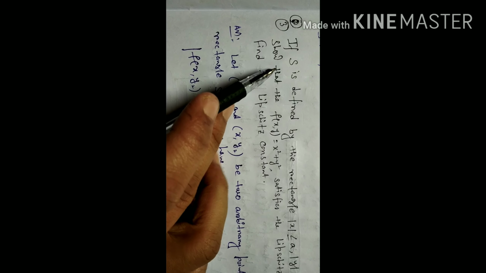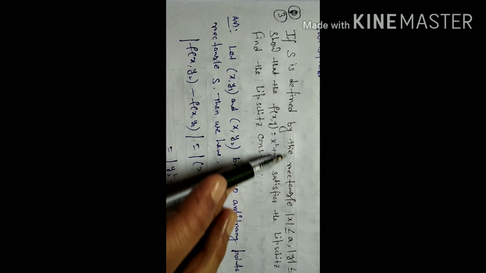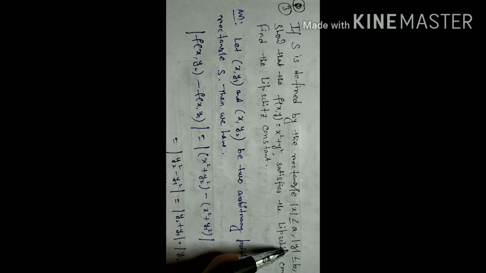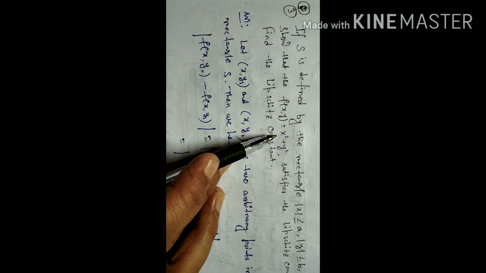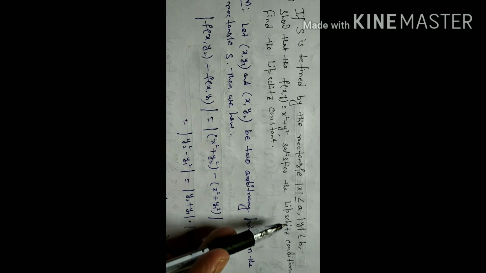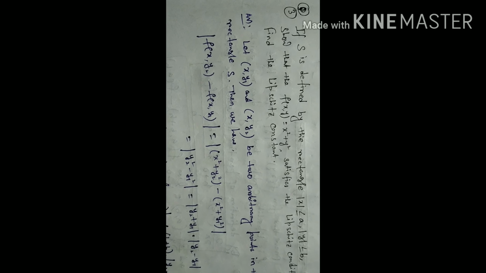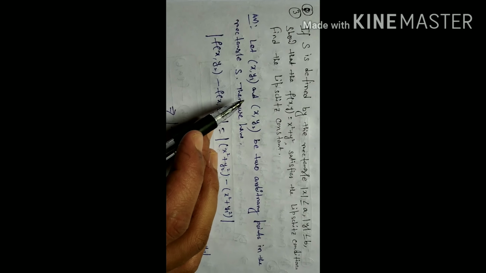Problem number 3. If S is defined by the rectangle |x| ≤ a, |y| ≤ b, show that the function f(x,y) = x² + y² satisfies the Lipschitz condition, and also find the Lipschitz constant. So it's a very easy problem.